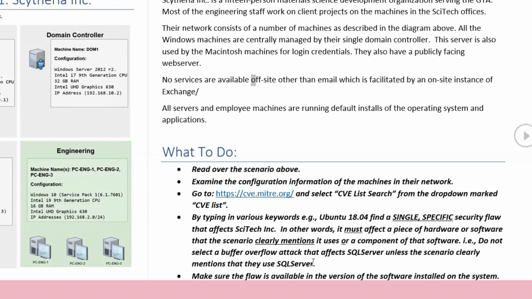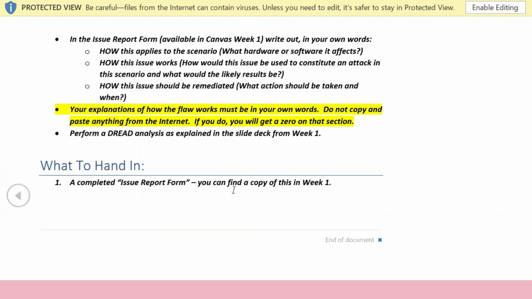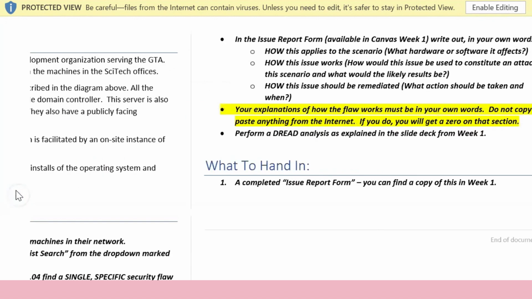So we are not supposed to assume that, because they have a web server, they are running Apache. We shouldn't assume, except they said these people are actually using Apache and so on. Then we need to make sure that the flaw is available in the version of the software installed on the system. Then we need to read over the flaw we have chosen and do a few Google searches to find out how it works. Once we do all those, we need to fill in the issue form.